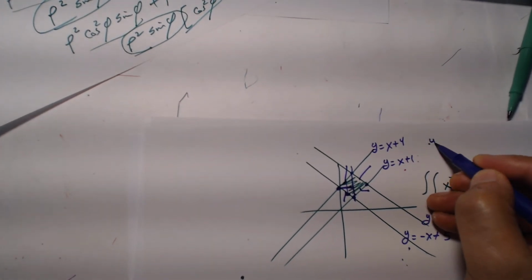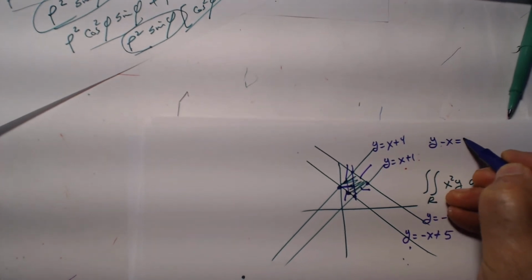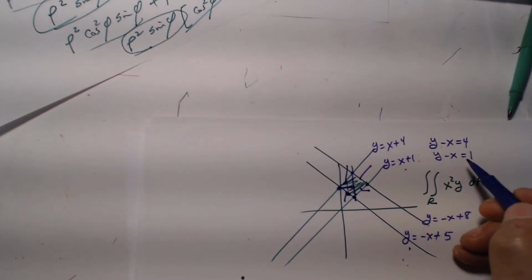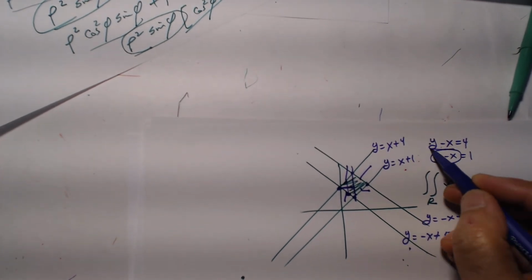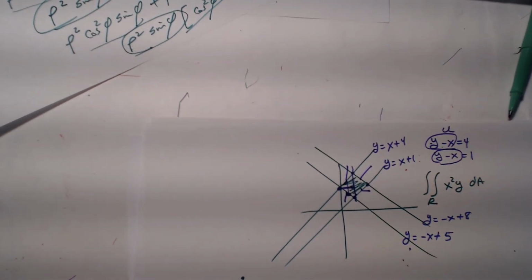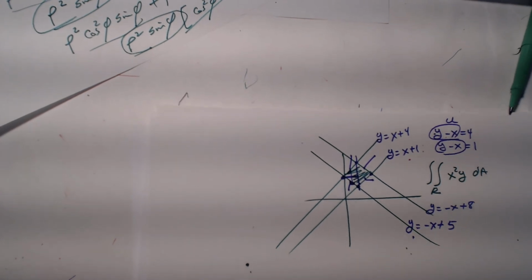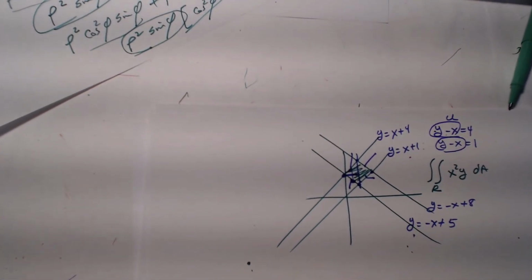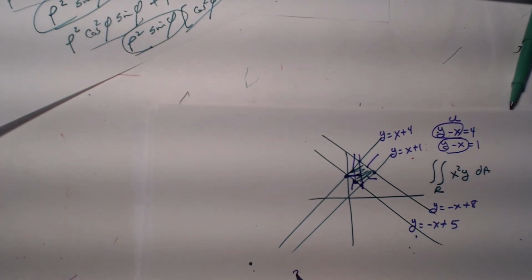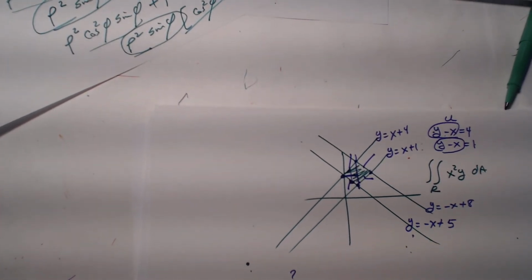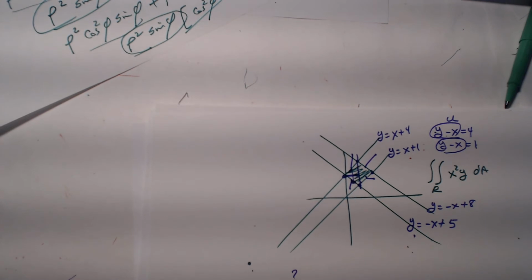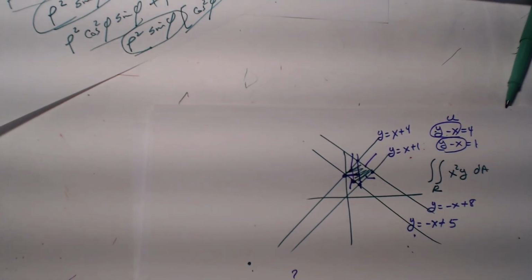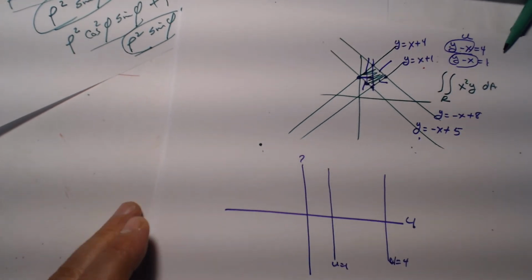I'm going to bring that x to the other side. And I'm going to bring that x to the other side. And I'm going to call y minus x a letter u. I'm sorry. Therefore, this is my u. And I don't know what I'm going to call that axis. My u goes from 1 to 4. And right now, my u is fixed.